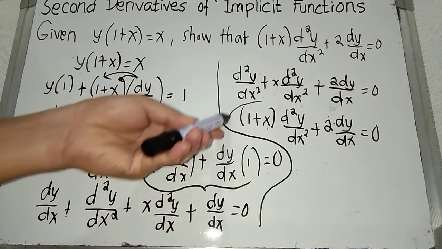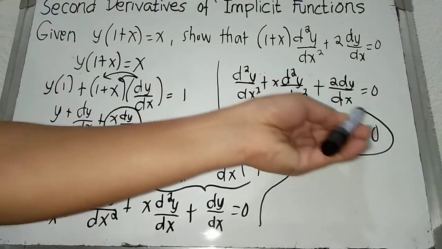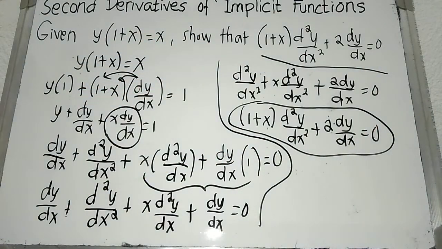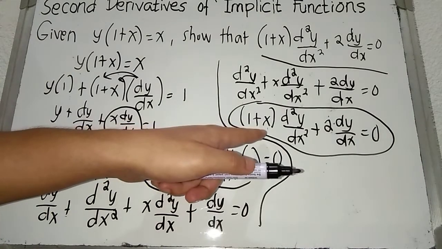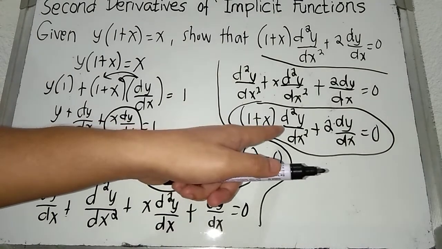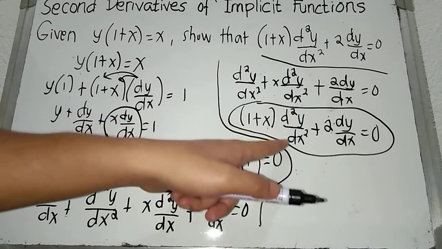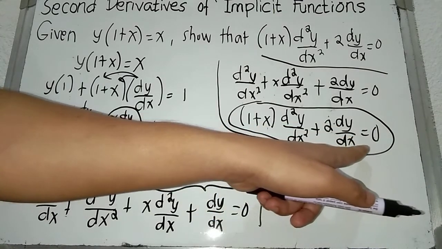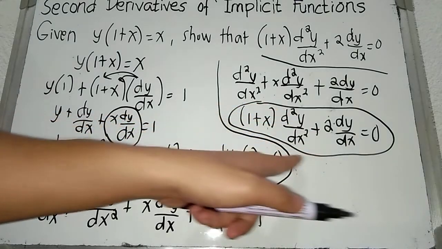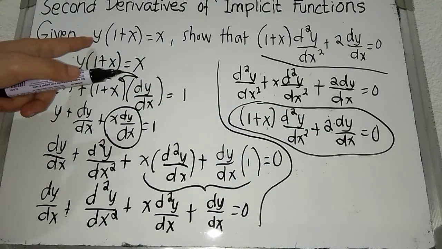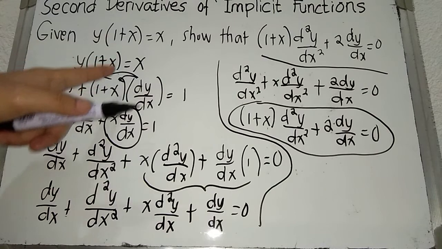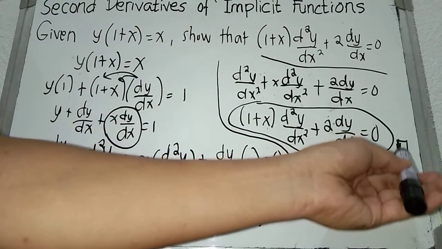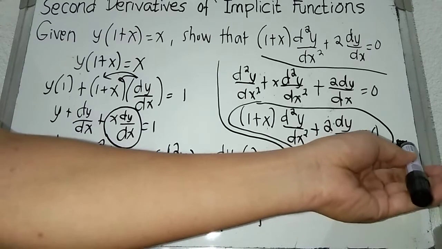So what have you observed? We arrive with this figure. So we have shown that 1 plus x, the second derivative of y with respect to x, plus 2 derivative of y with respect to x equals 0 is the second derivative of our implicit function y times 1 plus x equals x. The solution is now demonstrated.